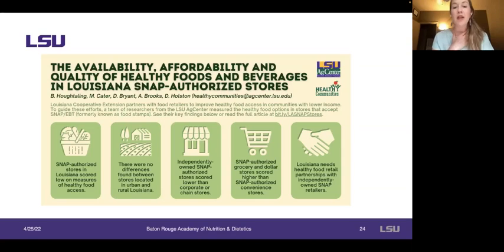We also need to be targeting independently owned SNAP authorized stores. And so that really highlights where partnerships can be made in some of these extension avenues that use healthy retail or policy, systems, and environmental change to improve communities where SNAP residents reside.